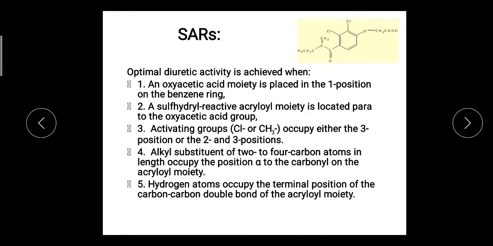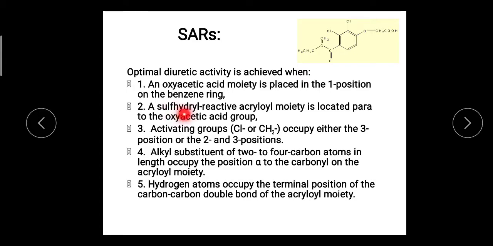Next point is the SAR of ethacrynic acid. The optimum maximum diuretic action is achieved when, first point, the oxyacetic acid moiety is placed at the first position of the benzene ring. This oxyacetic acid group is useful for the diuretic action, so it should be there.